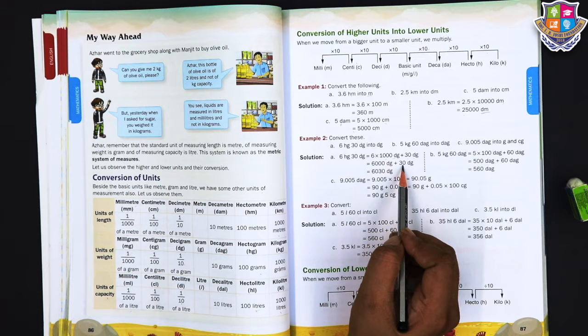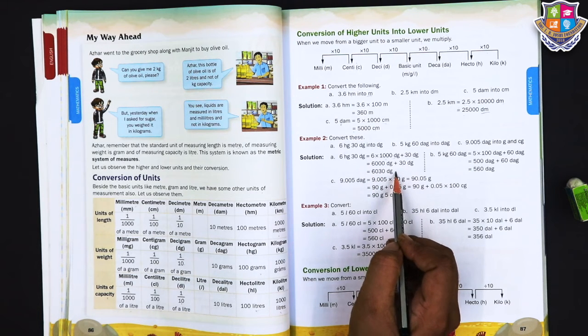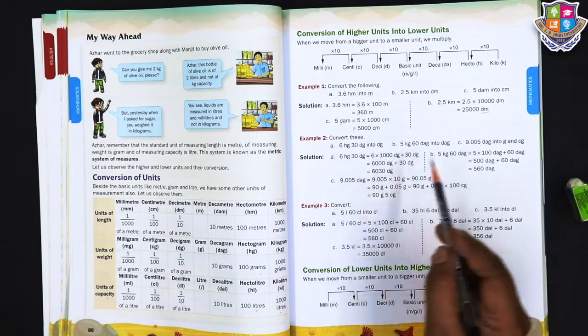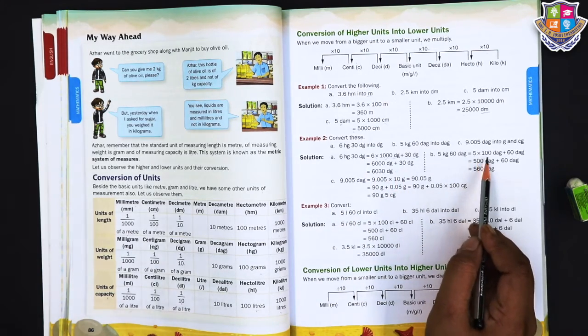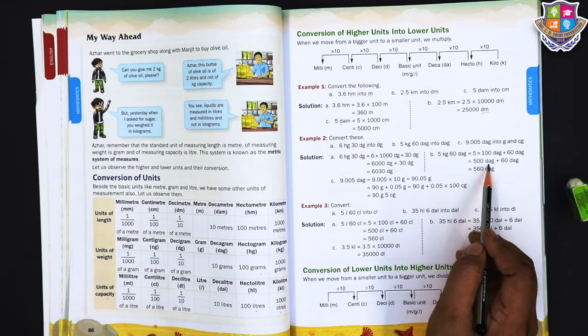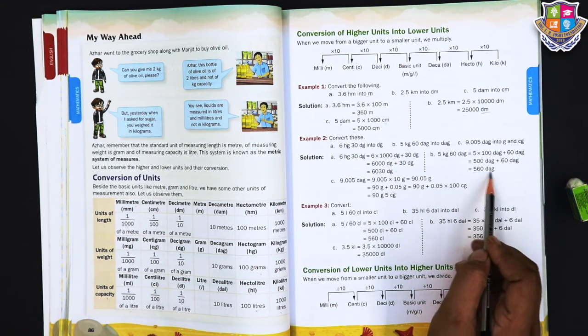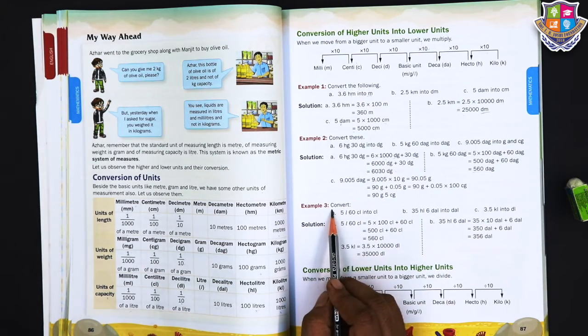So it is equal to 6000 plus 30, which is 6030 dg. Okay. Now B1: 5 kg 60 dag. So 5 multiplied by 100 is 500 dag, plus 60 dag, is equal to 560 dag. Okay. Now see the example 3.